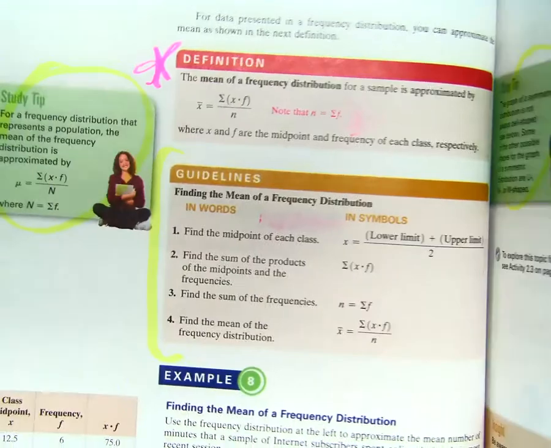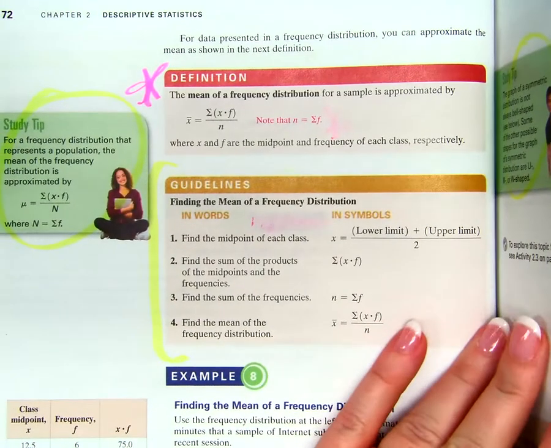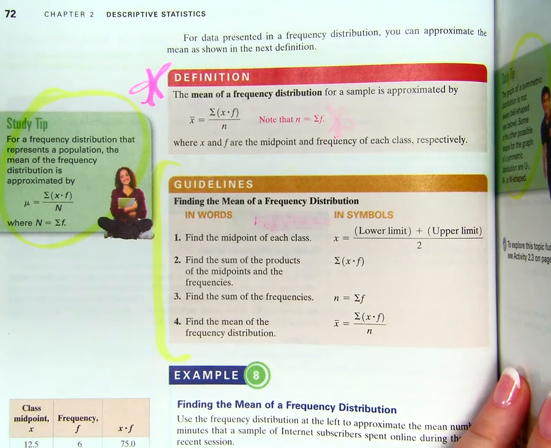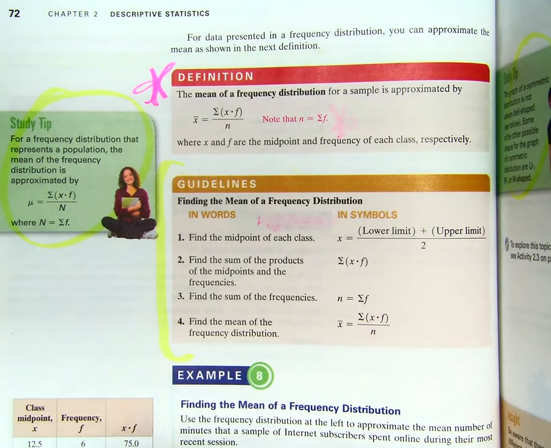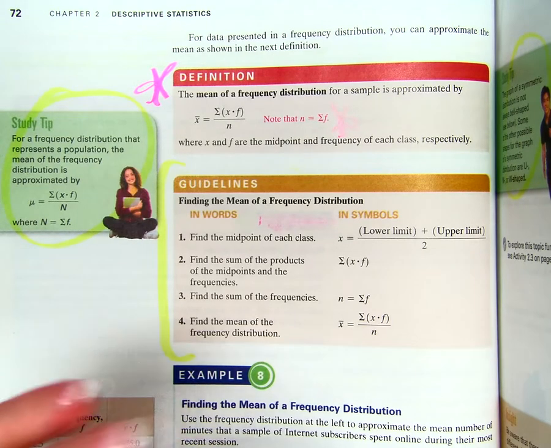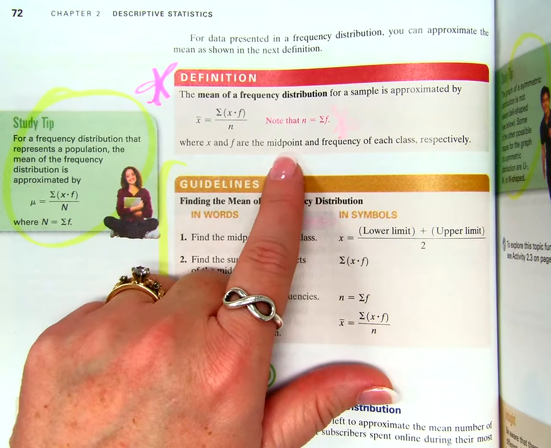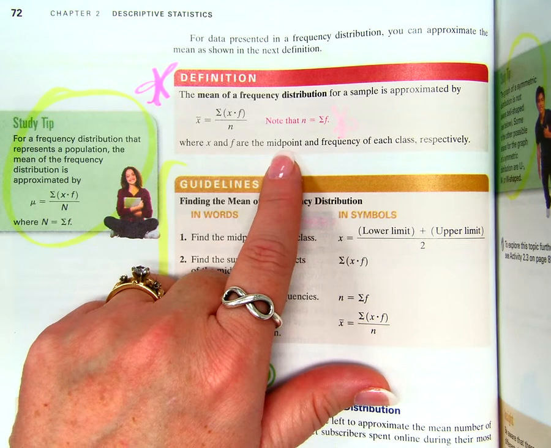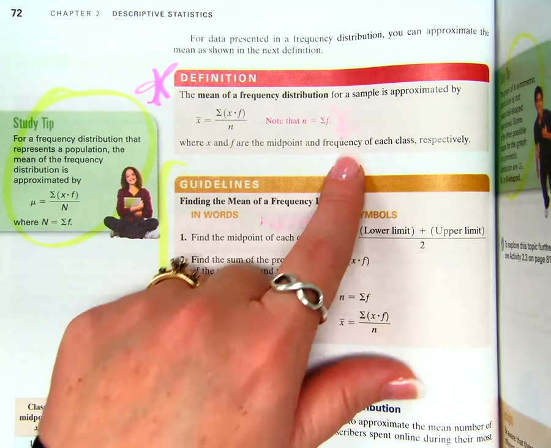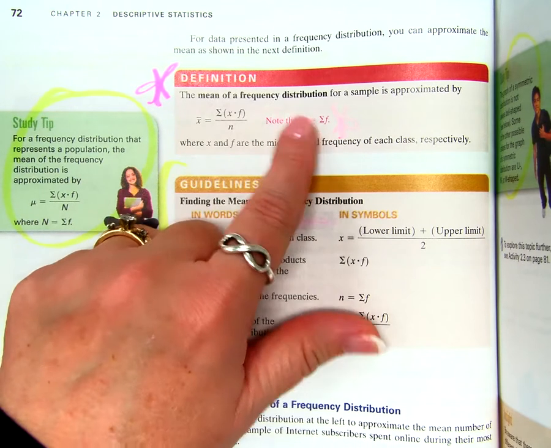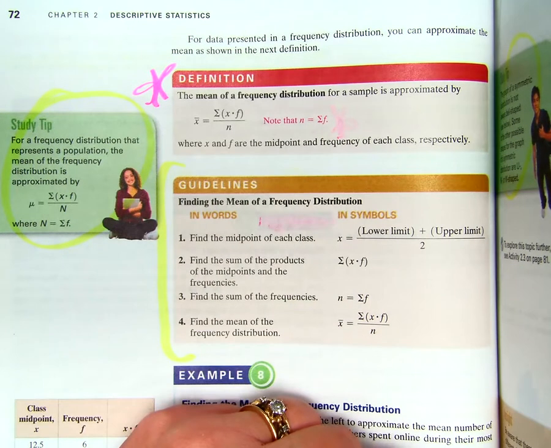So the mean of a frequency distribution. Now, you guys just talked about frequency distribution, right? And for whatever reason, I'm having trouble today saying distribution, so I apologize about that. Okay. Do you remember how to find the midpoint of each class? Do you remember how to find the frequency of each class? Then finding the mean of the frequency distribution is not going to be a problem for you.